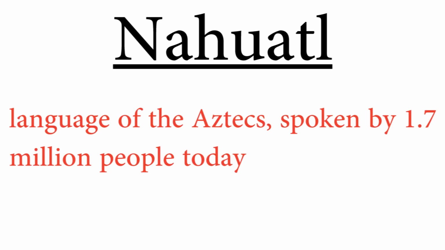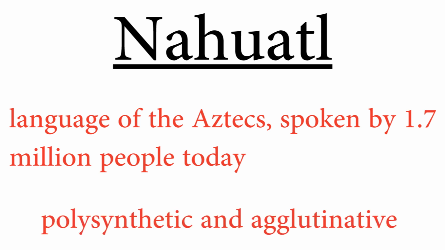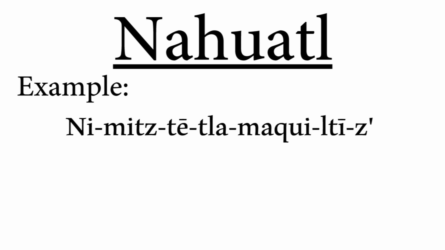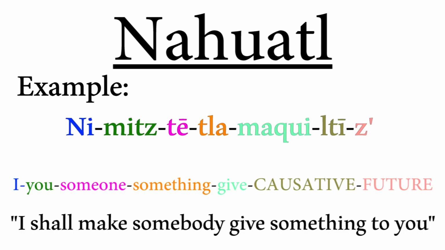An example of a polysynthetic language is Nahuatl, the language spoken by the Aztecs, which is spoken by 1.7 million people today. It is both polysynthetic and agglutinative, meaning morphemes generally only carry one piece of grammatical information. An example from Nahuatl is this word. It can be broken down as such. Its meaning is, "I shall make somebody give something to you."